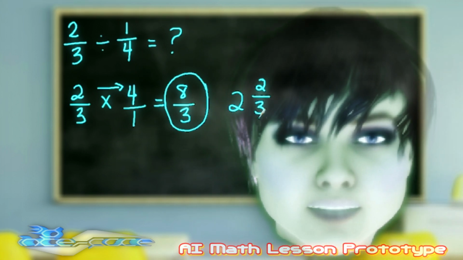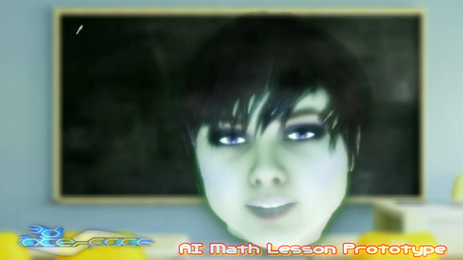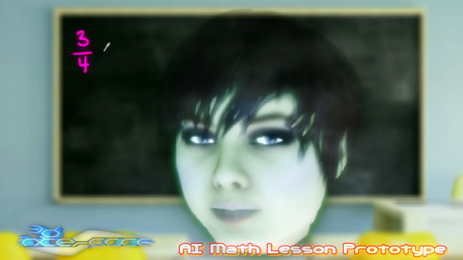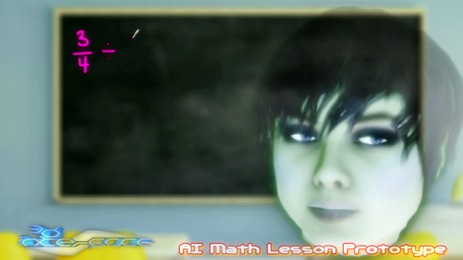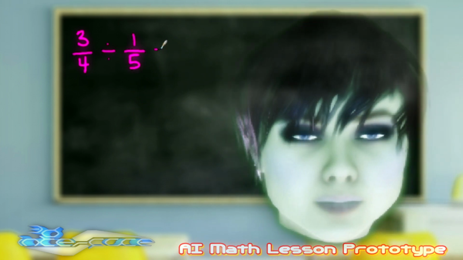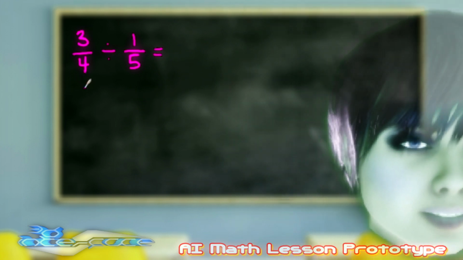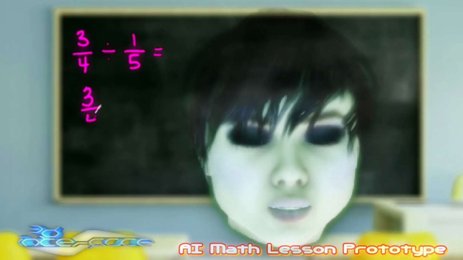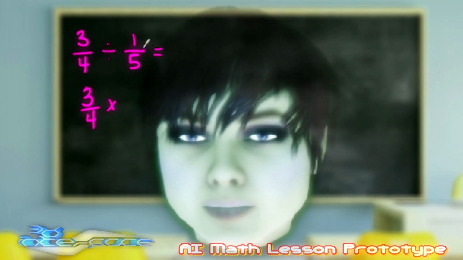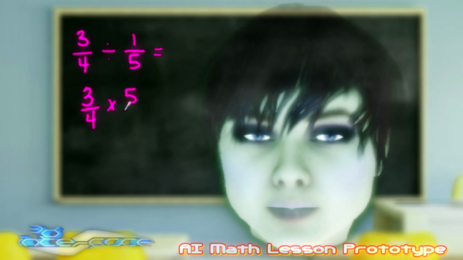So let's do another problem. Here we have 3/4 divided by 1/5. Let's rewrite the problem. The first number stays the same, 3/4. We change the division sign to multiplication, and we multiply by the multiplicative inverse, which is 5/1.